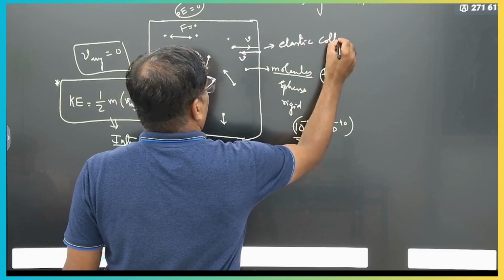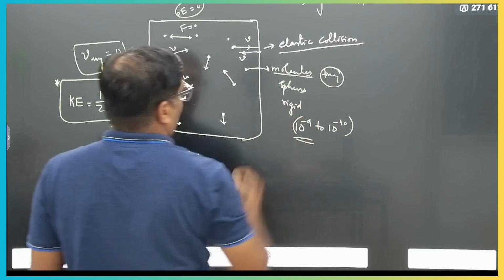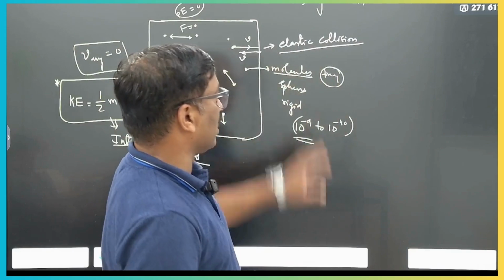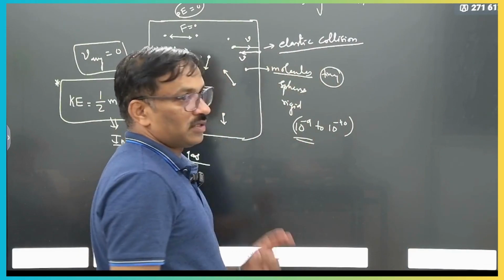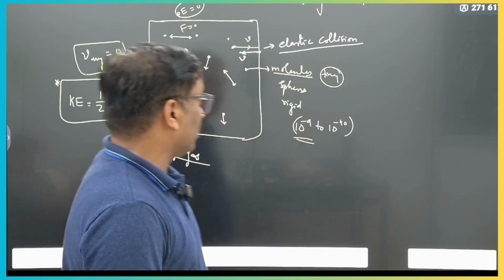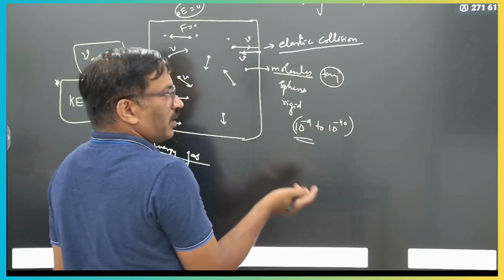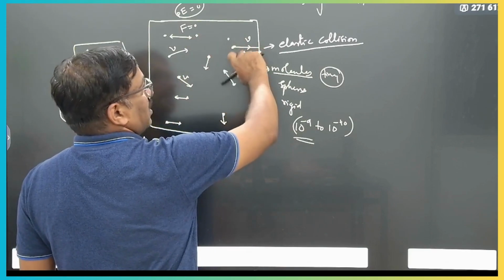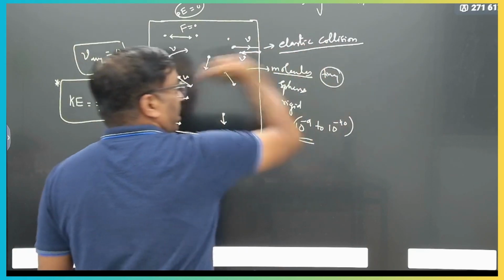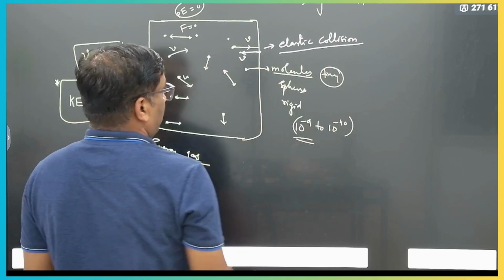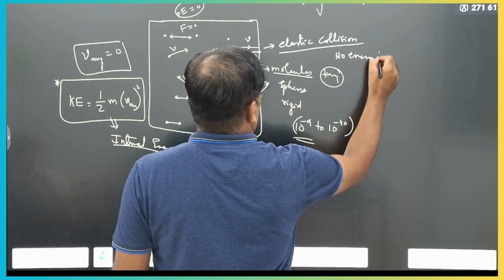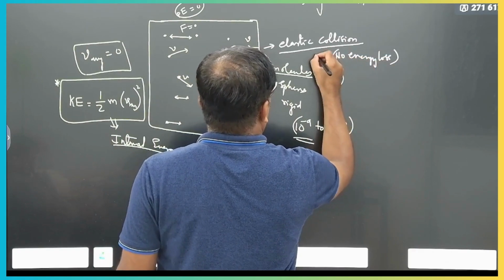So what is an elastic collision? I also made a separate video on collisions, please watch that. In elastic collisions there is no loss of energy. Elastic collisions are mostly assumed to take place in gases. This molecule will go, hit, and rebound back, with no energy loss in the elastic collision.